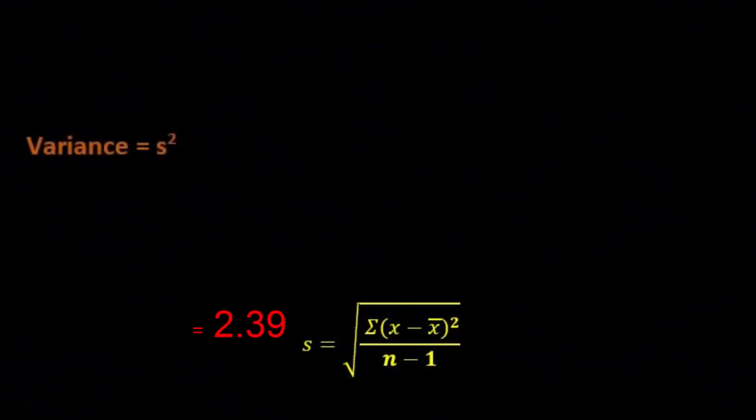Variance is another important statistic. It is the square of the standard deviation. Our standard deviation was 2.39. Squaring this yields a variance of 5.7. If we're given variance, we can take the square root to find standard deviation.